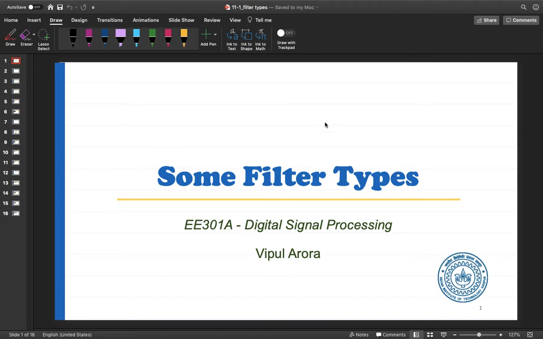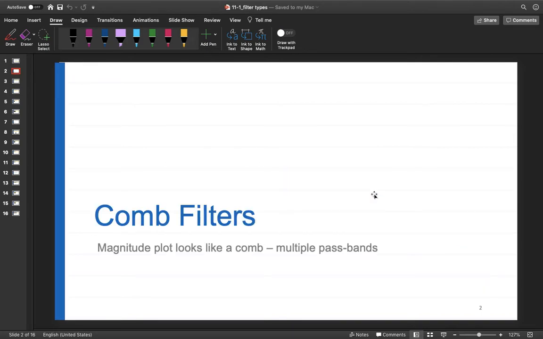Hi, in today's video, we are going to discuss some filter types. Let's start with a very common filter type called comb filters. Comb filters, basically the magnitude plot looks like a comb. So it has basically multiple pass bands.